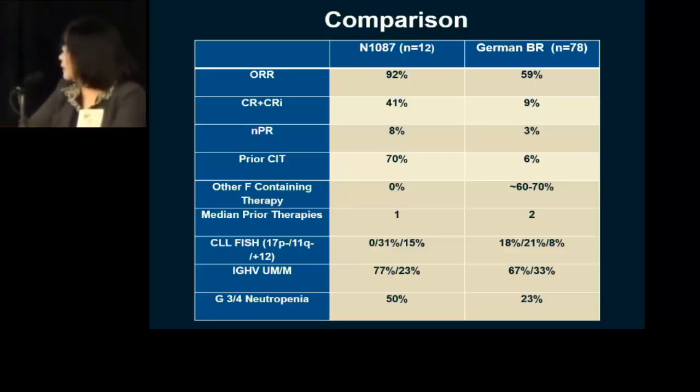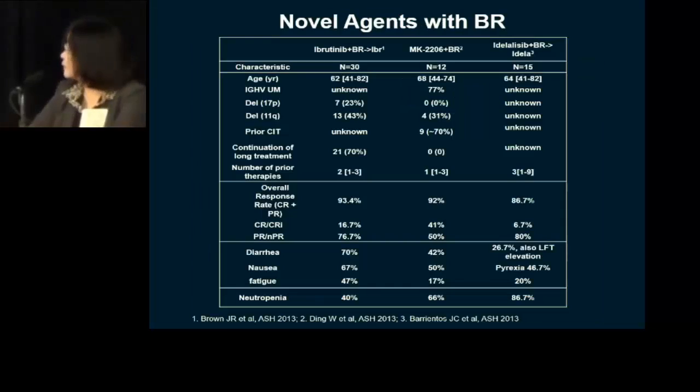However, I think we observed a pretty impressive overall clinical response with an impressive CR rate, given that it's a small cohort. We also saw grade 3 and 4 neutropenia occurring in about 50% of patients. In the initial German experience, about half of the patients experienced grade 3 and 4 neutropenia. I also tried to compare with other novel agent combinations, specifically ibrutinib with BR, as well as idelalisib with BR. The difference is that in our trial, we don't have extension of the single agent. The other 2 trials have extension of the single agent after 6 cycles of combination therapy.